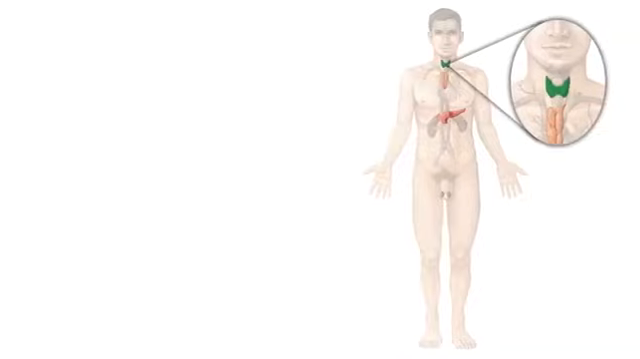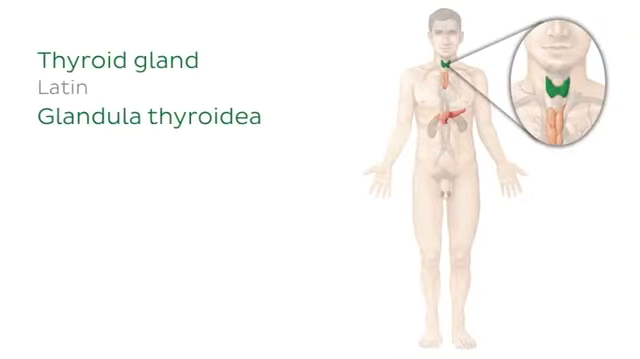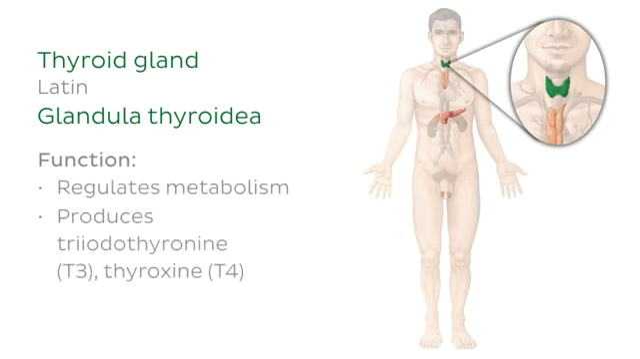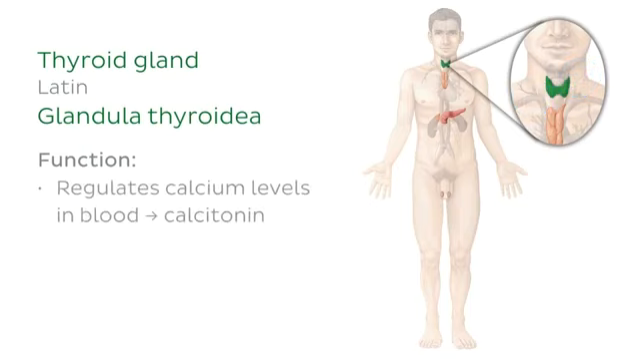First of all, what is the thyroid gland? The thyroid gland is an organ that is part of the endocrine system. Its main function is to regulate metabolism throughout the body by producing the hormones triiodothyronine and thyroxine. It also helps to regulate calcium levels in the blood by producing the hormone calcitonin.